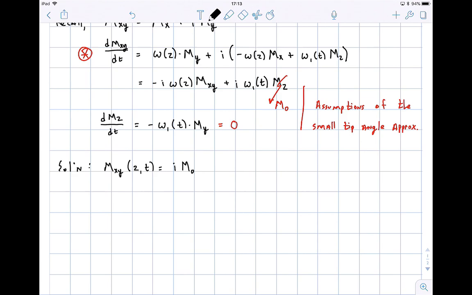The minus i omega as a function of z times time, times the integral from 0 to time, however long we're observing, of omega 1 of tau, e to the minus i omega z times tau. And that's not necessarily obvious. You can work it out for yourself, but that is a solution to that transverse magnetization differential equation.